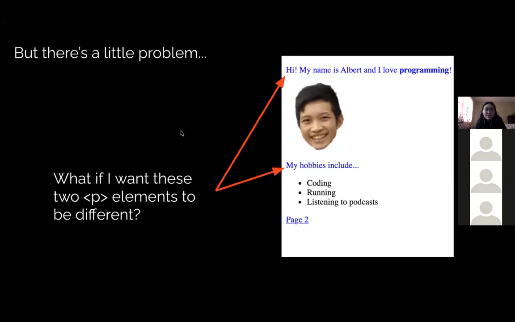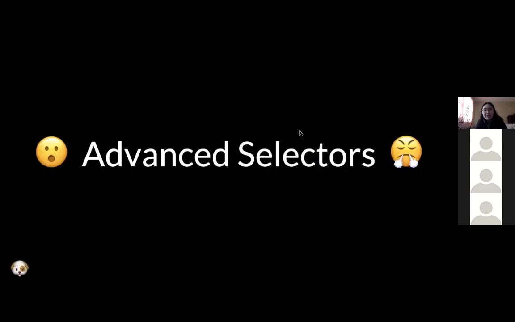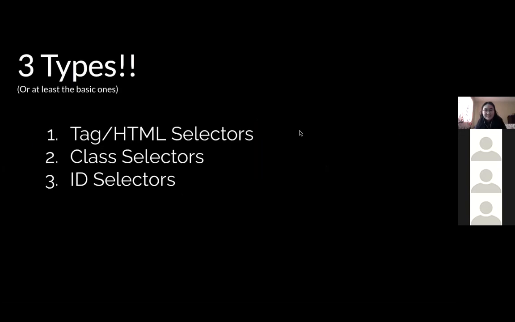I don't know if you've noticed this, but if you have multiple of the same tag, for example, in this case, we have 2 p tags, what if we want them to be different, or want them to have different styles? That's where we talk about advanced selectors. There's 3 types of selectors. There's a tag/HTML selector, which is what we just discussed about selecting the p tag. There's class selectors and then ID selectors.